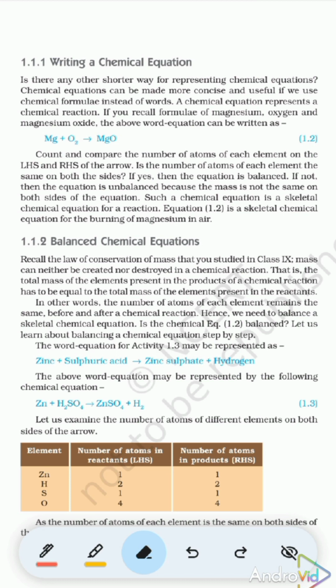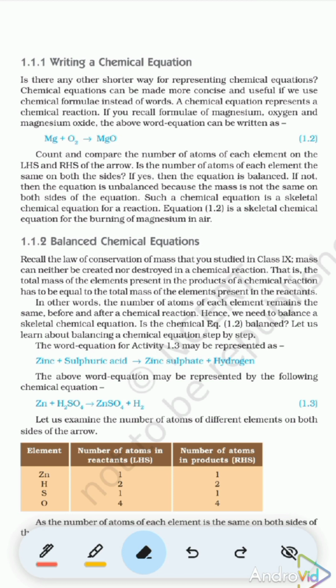You have learned in class 9th itself the law of conservation of mass, that is, mass can neither be created nor destroyed in a chemical reaction. That is, the total mass of the elements present in the products of a chemical reaction has to be equal to the total mass of the elements present on the reactant side as well. So that means the number of atoms of each element should be the same before and after a chemical reaction. So hence in a skeletal chemical equation, if there is some imbalance, we have to balance it.